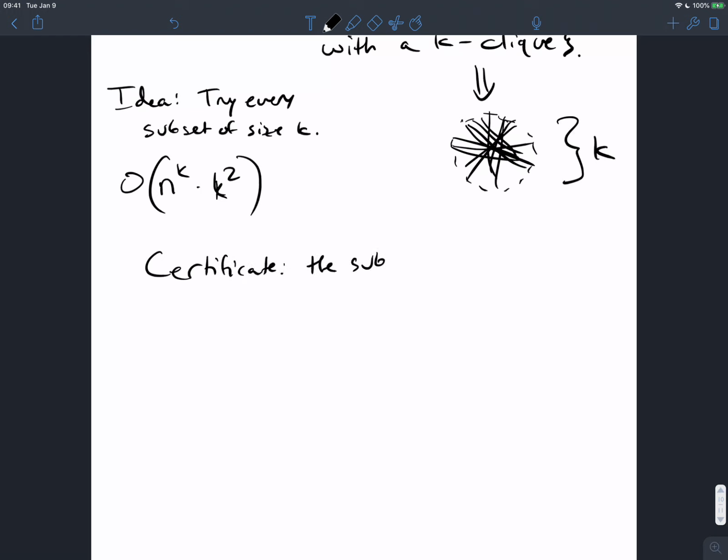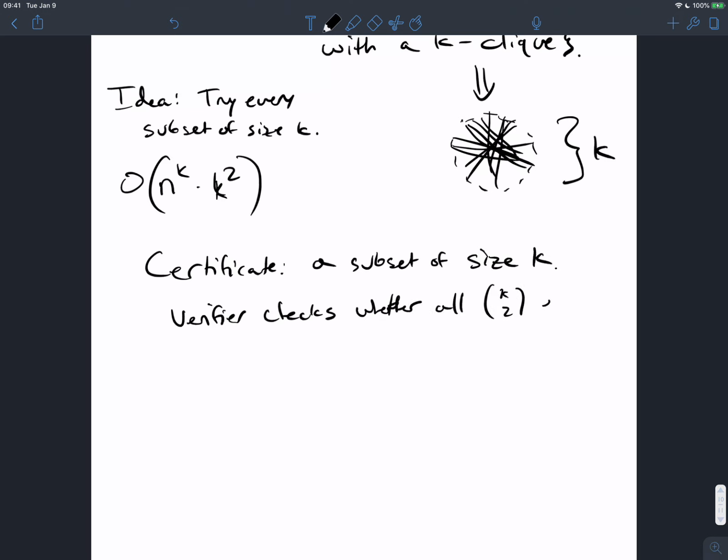is a subset of size k. And then the verifier checks whether all k choose 2 edges in this subset are there. And that runs in polynomial time in terms of k, because it's just upper bounded by k squared, for instance. And so therefore, the verifier here runs in polynomial time, deterministically.